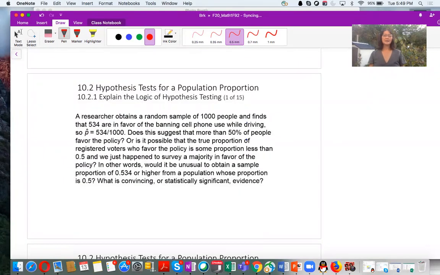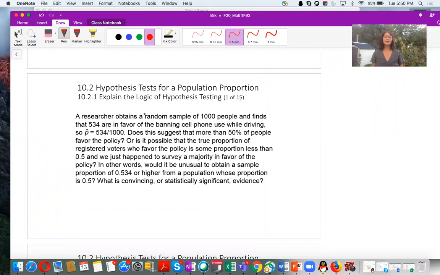Let's look at an example. A researcher obtains a random sample of 1,000 people and found that 534 are in favor of banning cell phone use while driving. So p-hat equals 534 over 1,000. P-hat represents the sample proportion. Does this suggest that more than 50% of people favor the policy?